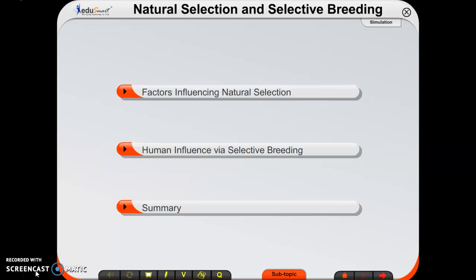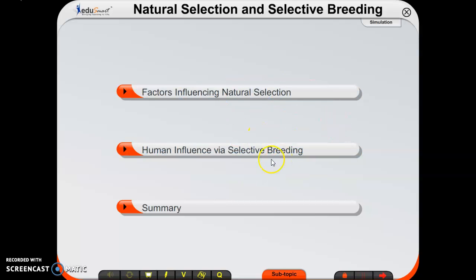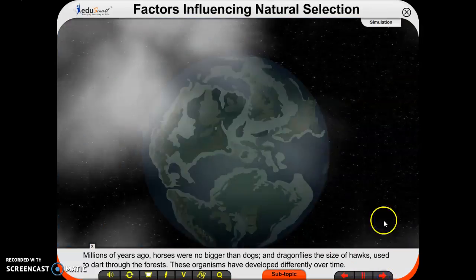Hey guys, today we're going to be going over natural selection and selective breeding. I'm going to be using this EduSmart to go through some information with you all. I won't be going through every single slide, but just follow along and we will go over how natural selection occurs as well as what is selective breeding.